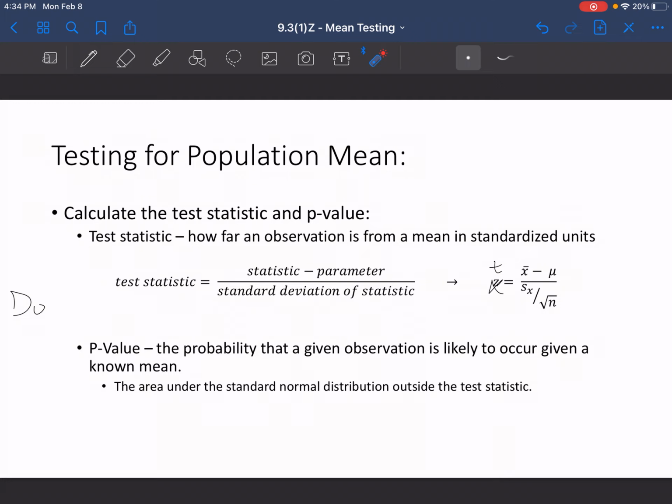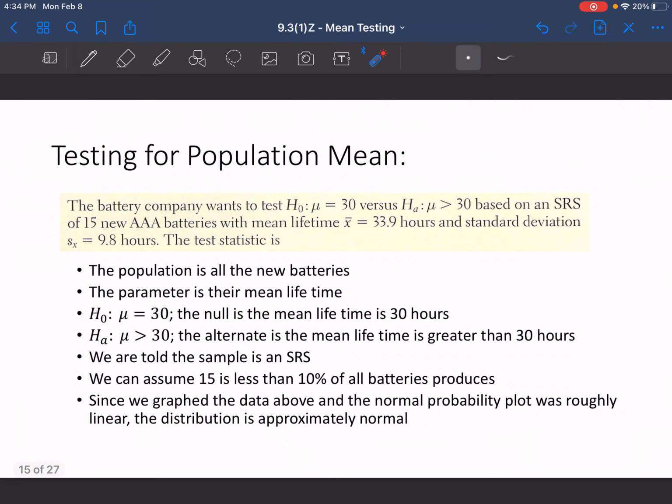And then from that, we need to figure out what the p-value is, which is the probability that a given observation is likely to occur given a known mean. And that's the area under the standard normal distribution that's outside of the test statistic, basically. And we'll show you how to solve that in just a minute.